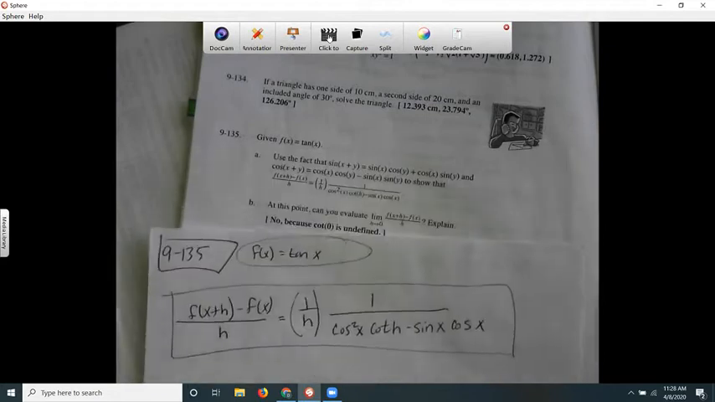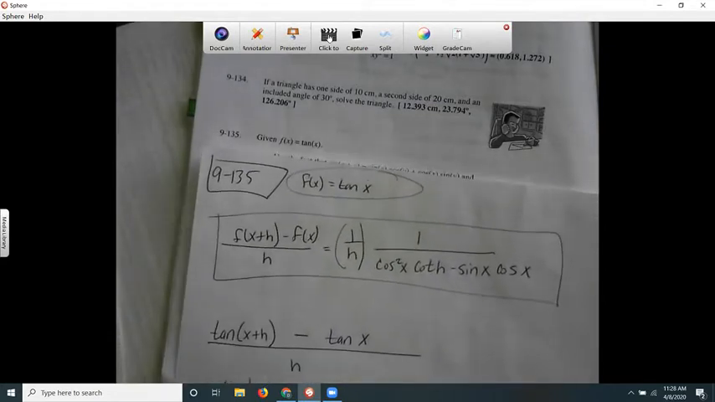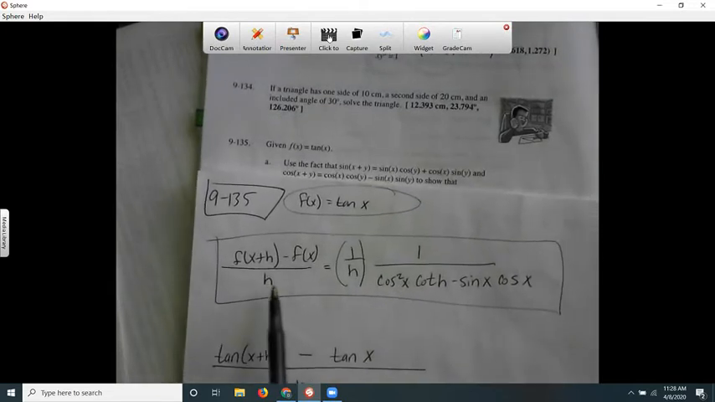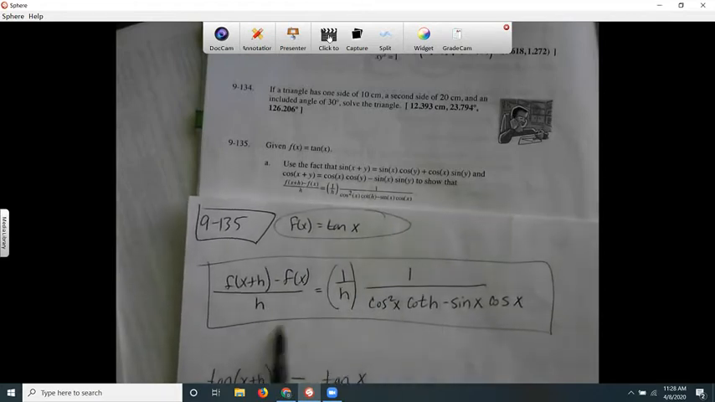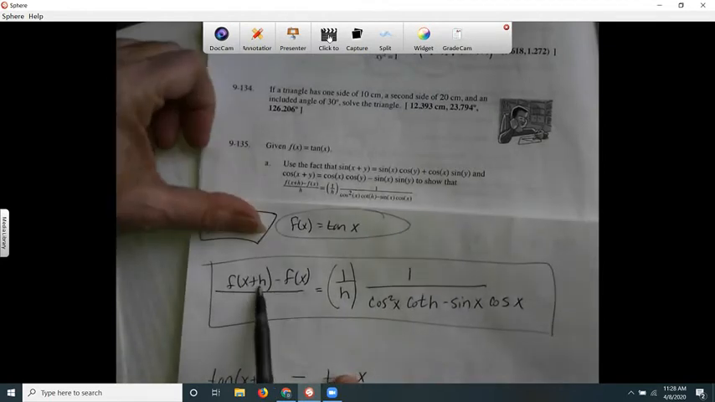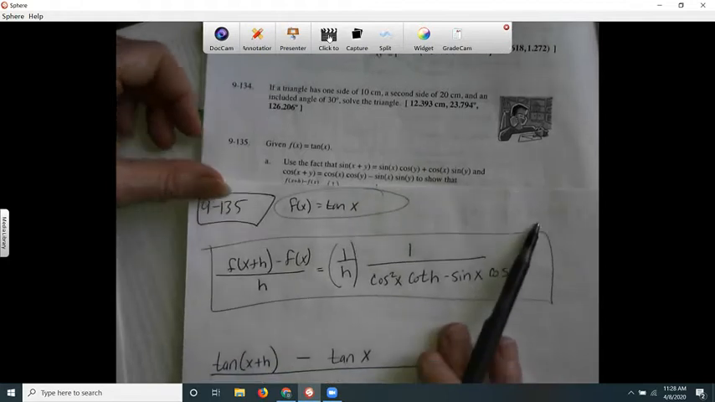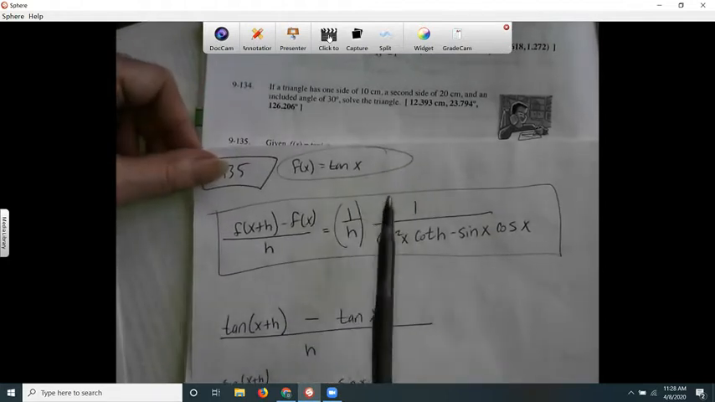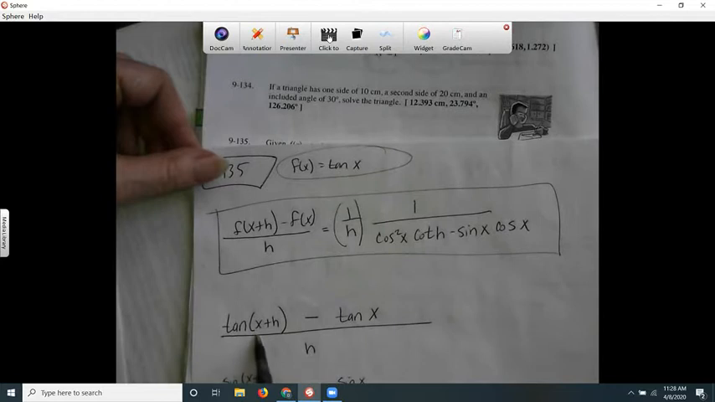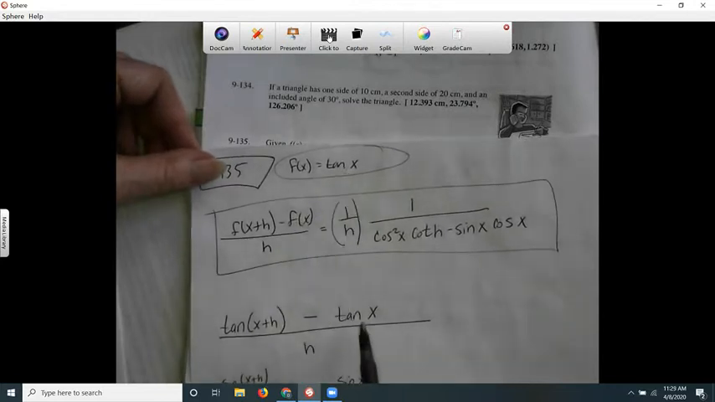here's how you start. I just started out by stating what they gave me. And then they're saying f of x plus h minus f of x. Well, if f of x is tangent x, then f of x plus h would be tangent of x plus h. And then they said f of x was tangent x. So there's my f of x, all over h.